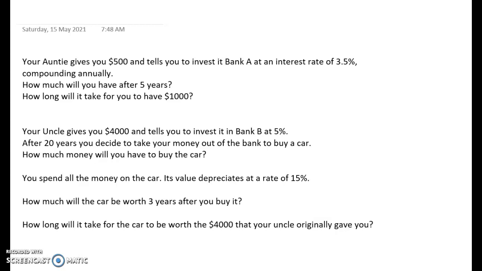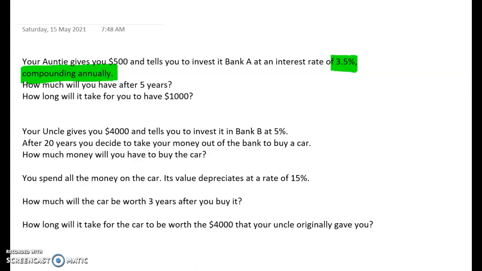So your auntie gives you $500 and she tells you to put it into bank A at an interest rate of 3.5%, compounding annually. So that means that the interest gets put back in the bank and reinvested. And we've looked at this in class before. If you can't remember how that works, go look at the video about the cockroaches in the laundry.